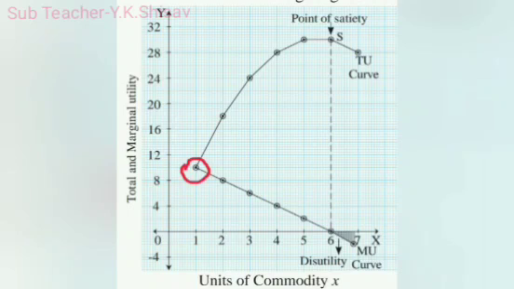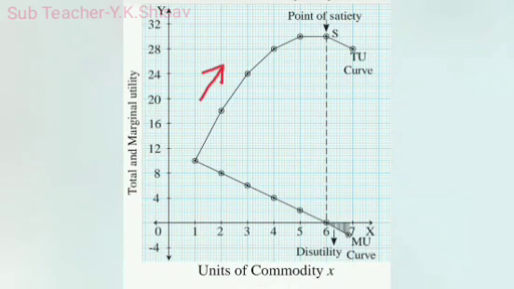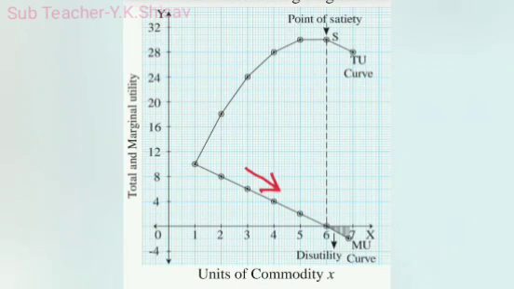Second, as the consumer consumes further units of X, the total utility increases at a diminishing rate and marginal utility goes on diminishing. That means TU upward direction, MU downward direction. That means from the consumption of the second unit, total utility increases at a diminishing rate and marginal utility goes on decreasing. So, TU curve slopes upward and MU curve slopes downward.